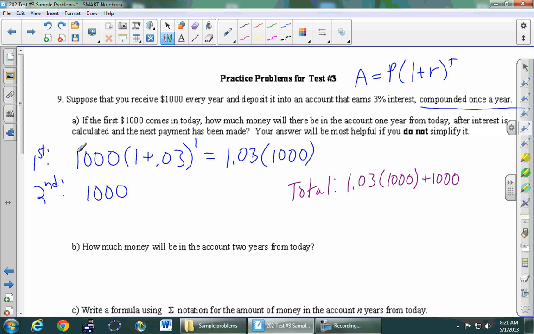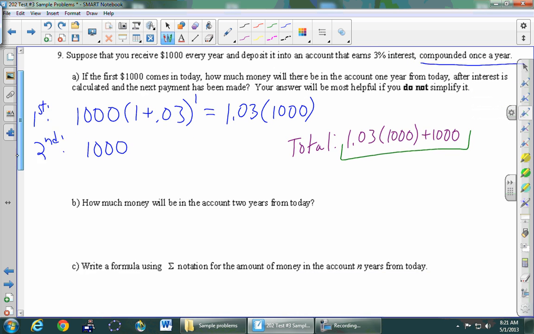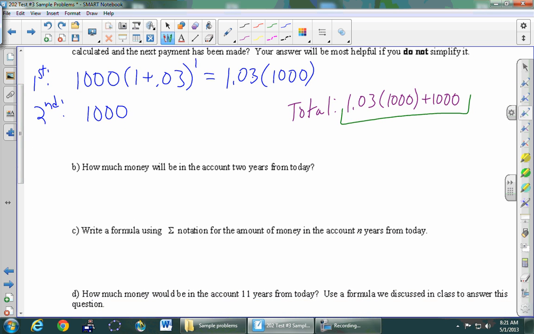Part B, how much money will be in the account 2 years from today? Again, assuming the same kind of thing. Interest is calculated and we just received 1 more payment. So the idea here is that you're going to take this old principal and you're going to multiply it by another 1.03 because it's going to grow for another year. So you can distribute the 1.03 to that. Another way to think of it is to look at, again, splitting up the payments. So let's do it this way too.